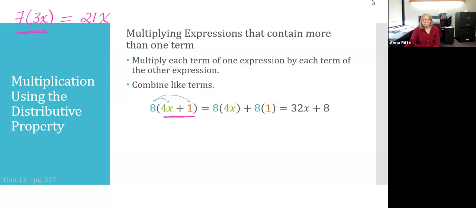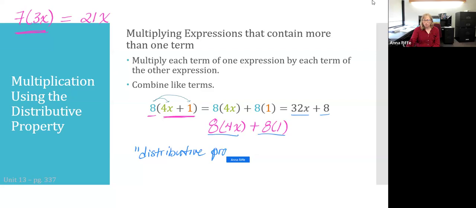If we are given something like this, then we can multiply the 8, that term out front, by both terms that are being added together within the parentheses. And then we can multiply each of these terms individually as we were doing last time. So 8 times 4x is 32x, and then 8 times 1 is 8. This is called the distributive property. Distributive property. And it is used frequently in algebra classes.